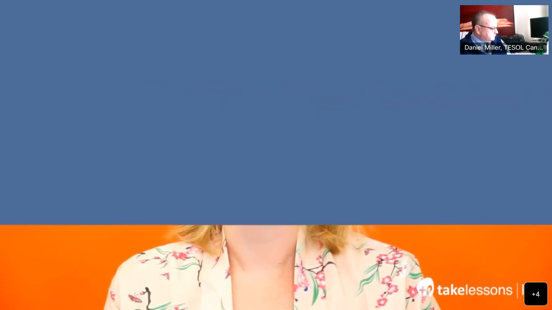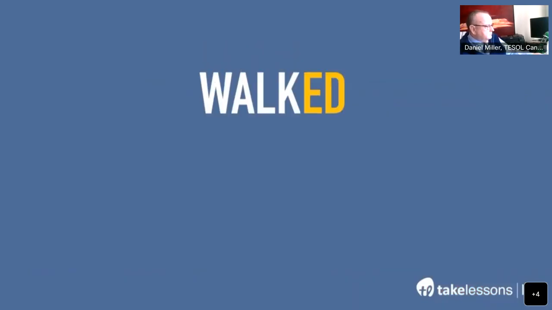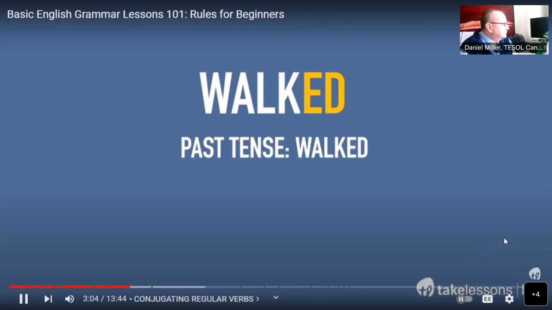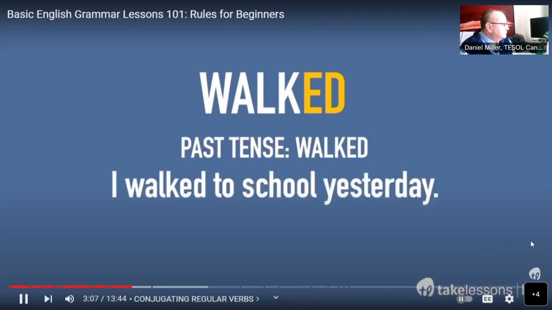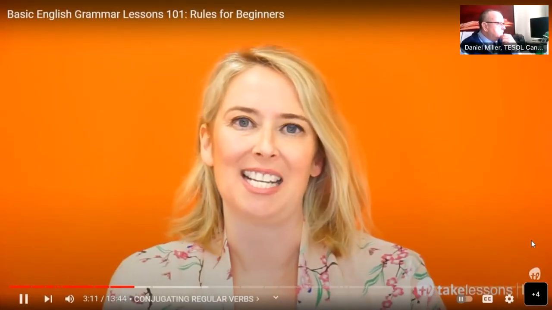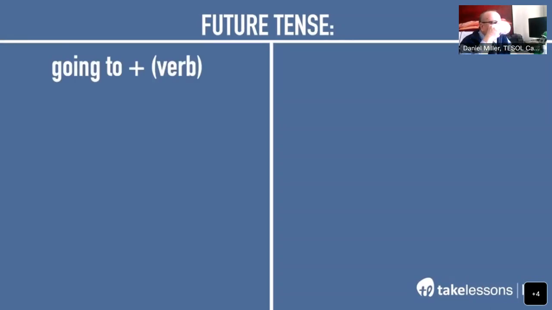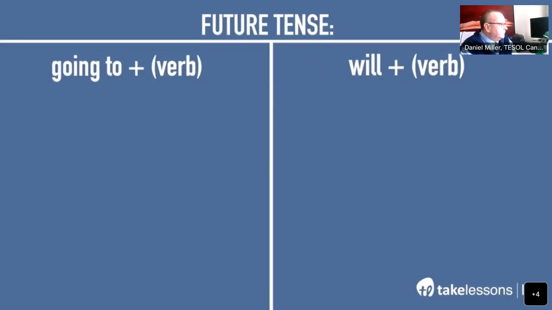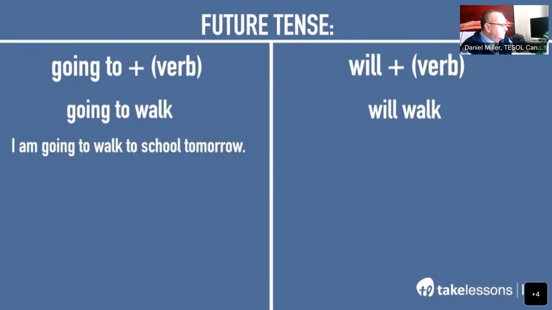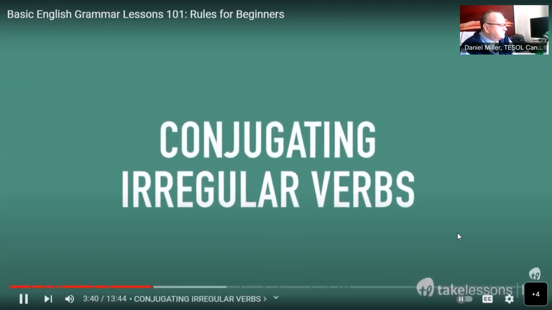Now let's talk about it in the simple past. All we have to do to regular verbs is add an ed at the end of the base form of the verb. For instance, we spell walked, W-A-L-K-E-D. I walked to school yesterday. Now let's talk about it in the future tense. There are 2 forms of the future tense. The future tense is created by using going to before the verb, or will and then the verb. Going to walk and will walk. I am going to walk to school tomorrow, and I will walk to school tomorrow. Irregular verbs do not follow a.